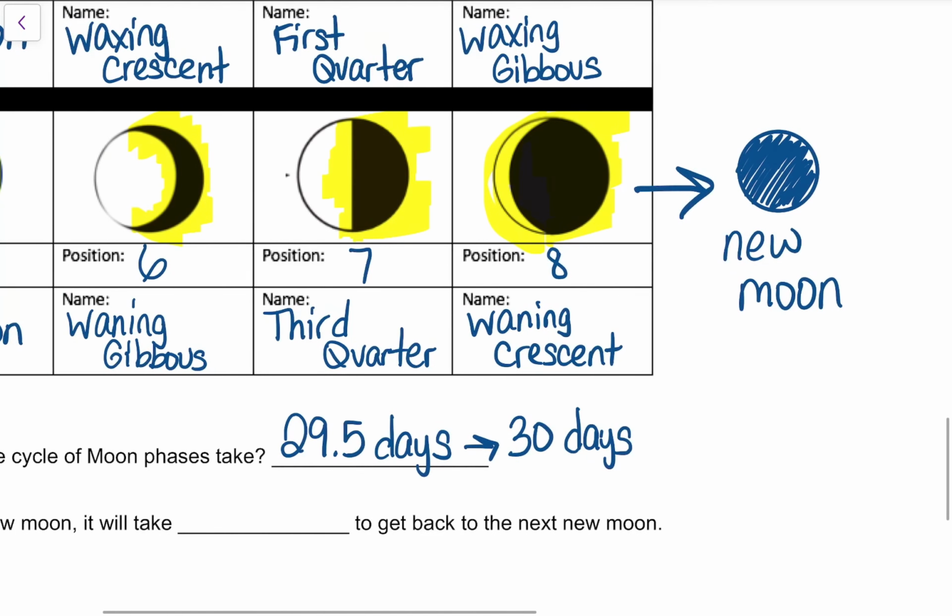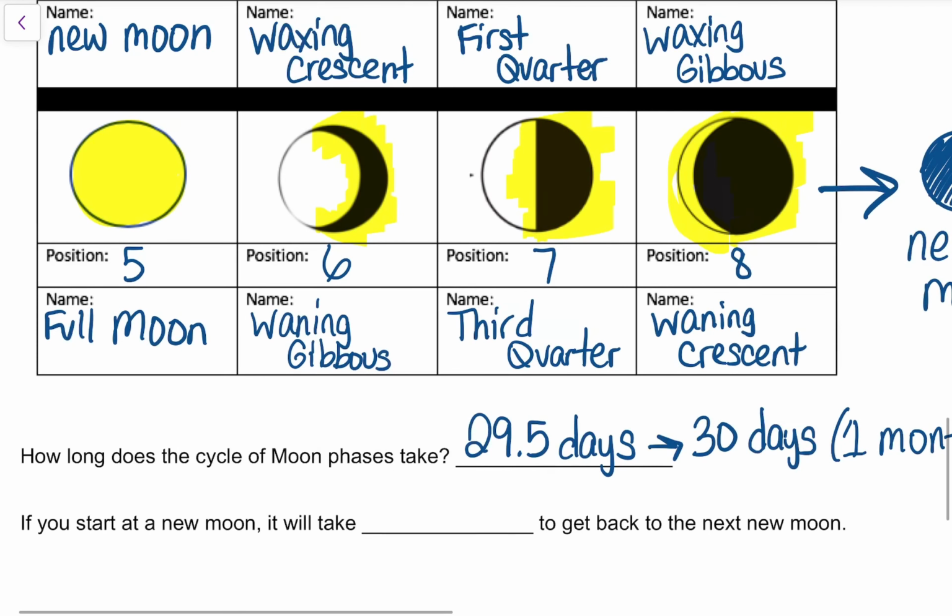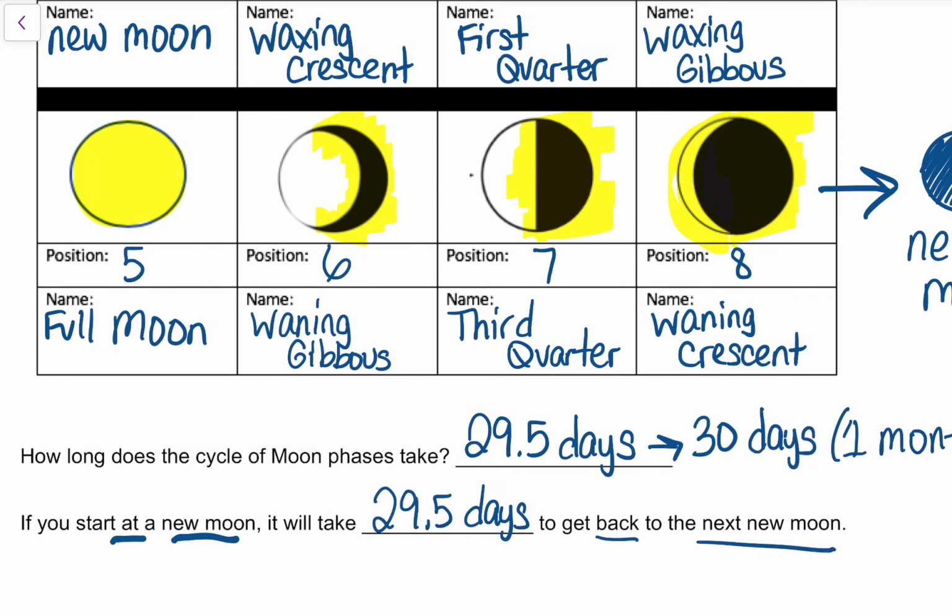And you can remember this because it's about 1 month. About 1 month. So we have a full moon and a new moon every month. So if you start at a new moon, it will take 29.5 days to get back to the next new moon.